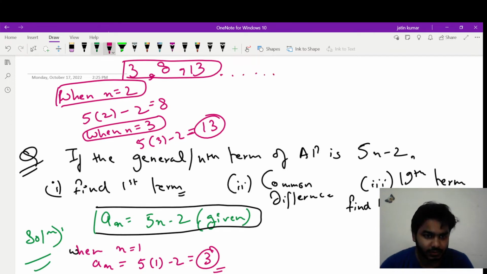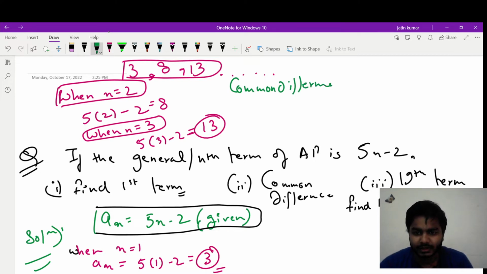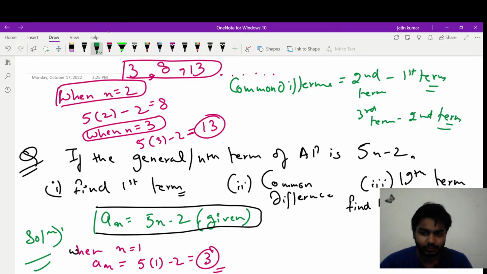So you have solved the second part also. The common difference is what? You can find the common difference from the second term minus the first term, and also the third term minus the second term. In this way you can find it. Second term minus first term: 8 minus 3 is what? 5. So 5 is the common difference.